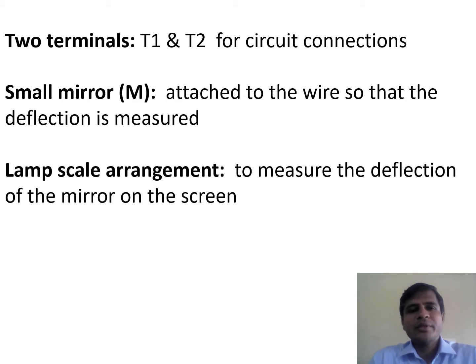The two terminals T1 and T2 are used for circuit connections, and a small mirror, M, is attached to the wire so that the deflection is measured. And the last part of the ballistic galvanometer, the lamp and scale arrangement, is used to measure the deflection of the mirror on the screen.